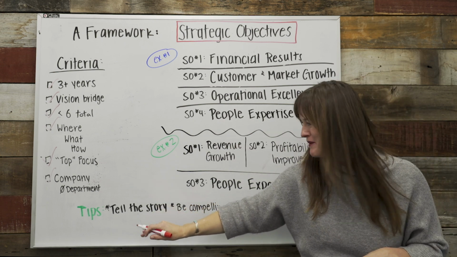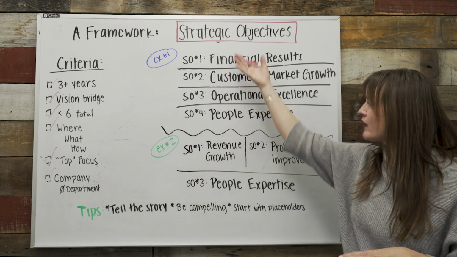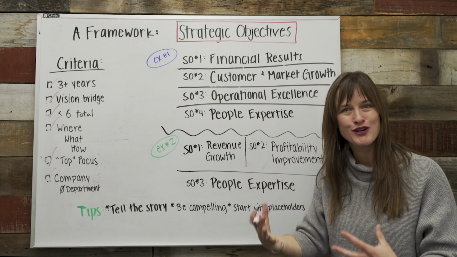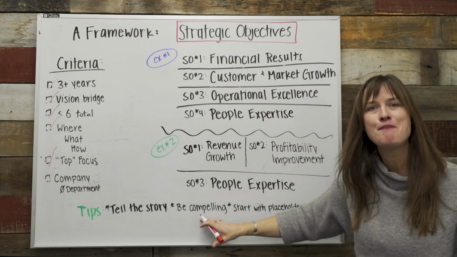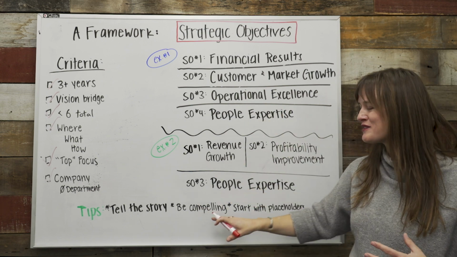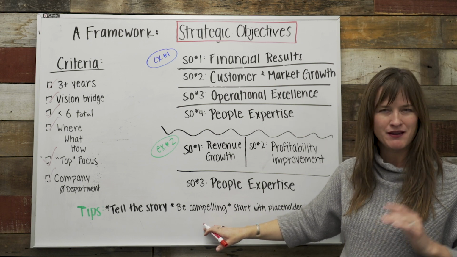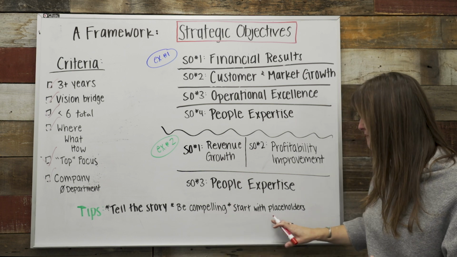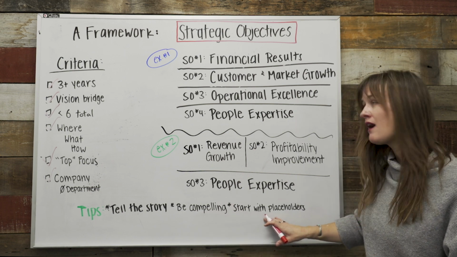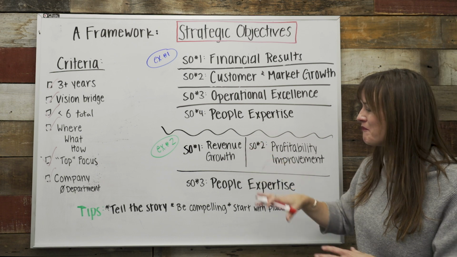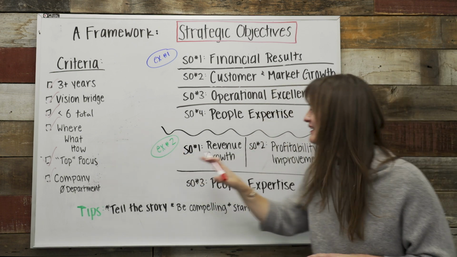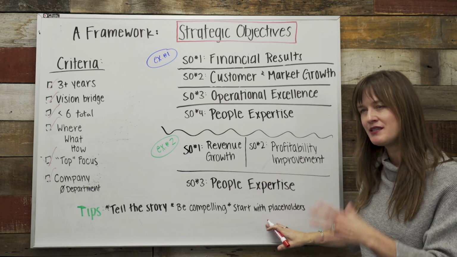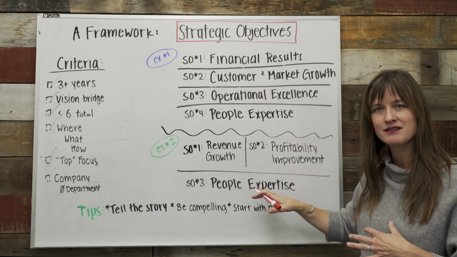A couple of tips to wrap it up. Tell the story. A great set of strategic objectives tell the story. Tell the story that you're trying to tell about where you're going and why. Be compelling. Don't use words that you could find in anybody else's strategic plan. Use the words that are relevant to you and the message you want to send to your team. And start with placeholders. We like to just start with labels, build out the rest of your plan, and come back and finalize the language. That's really, really helpful, and it takes the pressure off of getting it perfect.